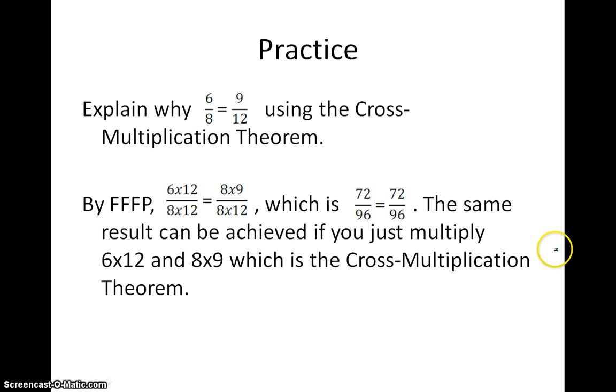So the same result can be achieved if you just multiplied 6 times 12 and 8 times 9. And if you notice, that's why they call it cross multiplying. Here's the 6 times 12, and here's the 8 times 9. So if you learned how to do this, you didn't have a reason why. This is the reason why. Because when you use the cross multiplication theorem, it forces our denominators to be the same. And since they're the same, we don't even really have to look at them. We just need to look at the numerators to see if they are the same. All right, we'll practice this more in class.